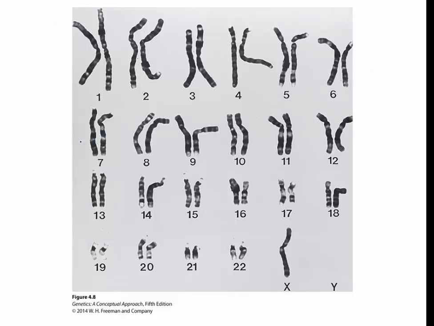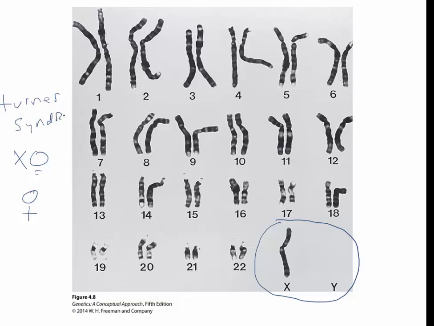Here's a karyotype. So what's going on with this karyotype? We've got a bunch of chromosomes with their centromeres, and down here we see we have an X chromosome, but we only have 1 X chromosome and there's no Y chromosome. So that's an XO individual because there's no chromosome here. And would that be male or female? In humans, that's a female. And this is something called Turner syndrome. But it's definitely female.